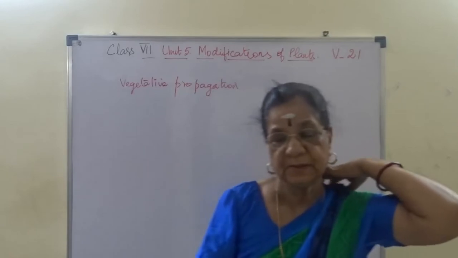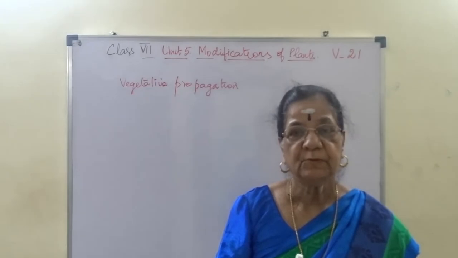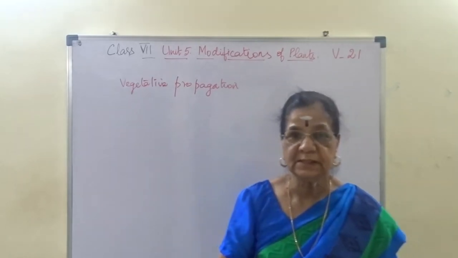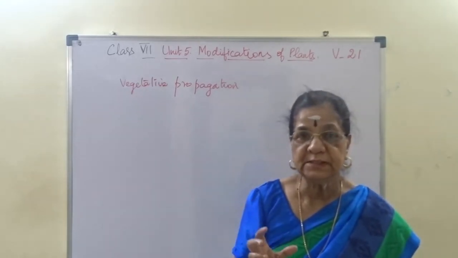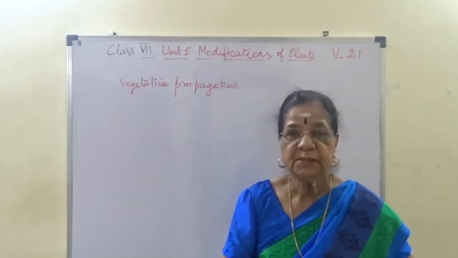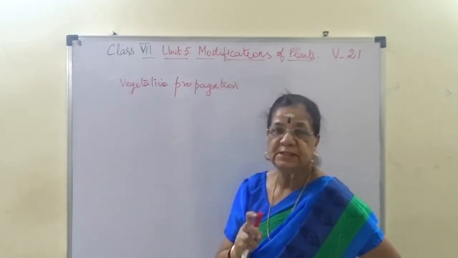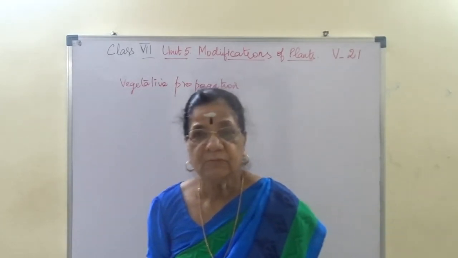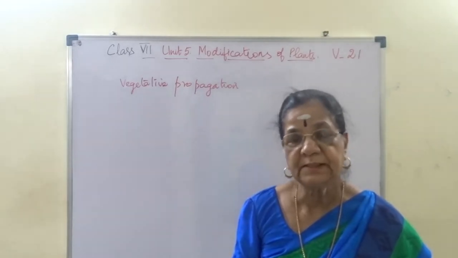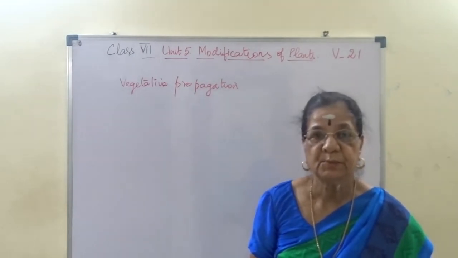The parts of the plants are root, stem, leaf, flower, fruits and seeds. Root, stem and leaf form the vegetative part of the plant. They are capable of reproducing asexually, and it is called vegetative propagation. Whereas flower, fruits and seeds form the reproductive part of the plant and take part in sexual reproduction. I hope you remember this, right?